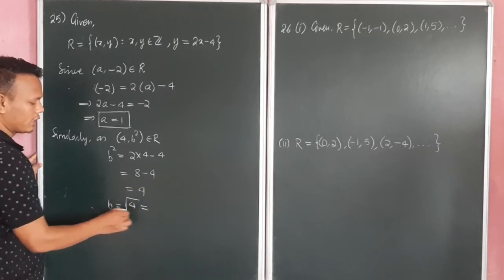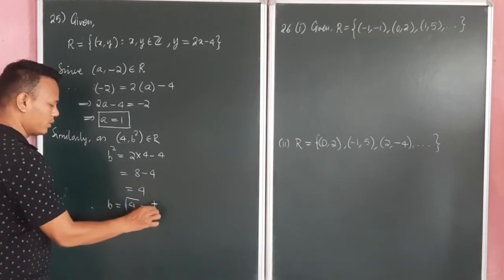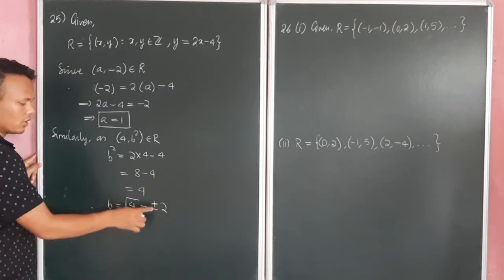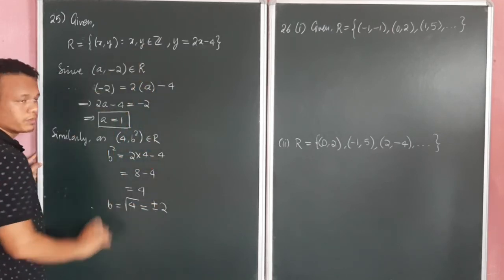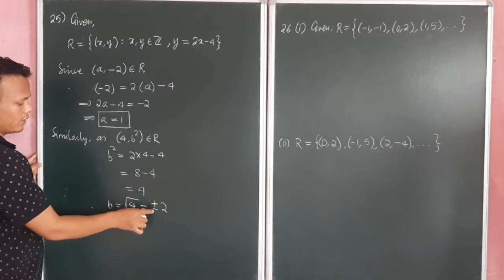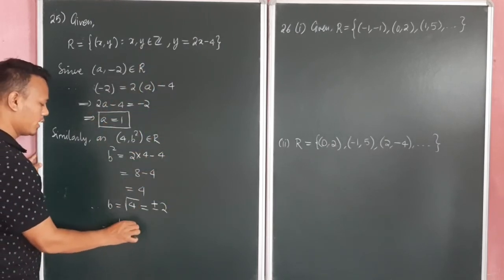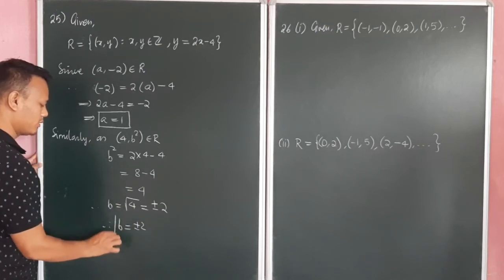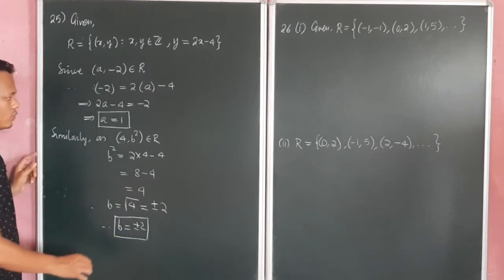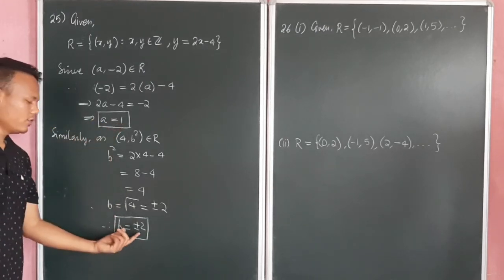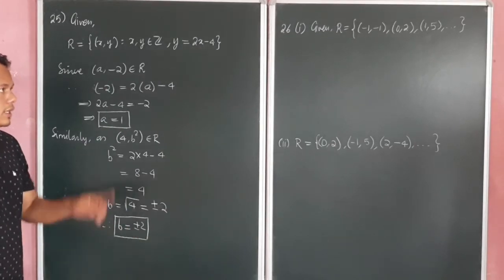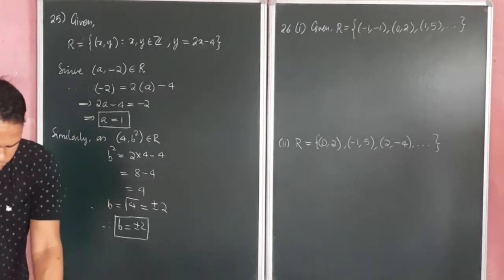Now what will be the value of b? The value of b will be plus minus 2, because plus 2 is also an integer, remember, and minus 2 is also an integer. So therefore there are two values for b, and those values are plus minus 2. Okay, so there is only one value for a and there are two values for b, remember that.